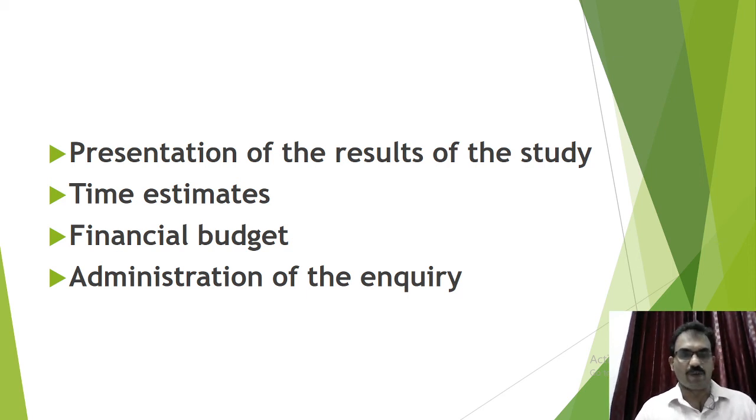Next one is administration of the enquiry. This involves identification of the personnel and the type of training to be given to them. For conducting the research, we need the help of some persons. How many personnel are required for conducting this study? And which type of training should be given to them, etc. must be clearly mentioned here.